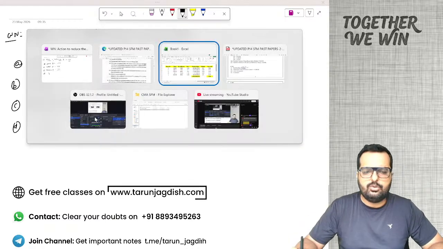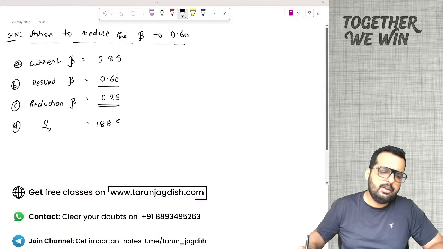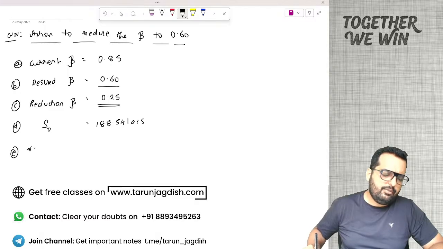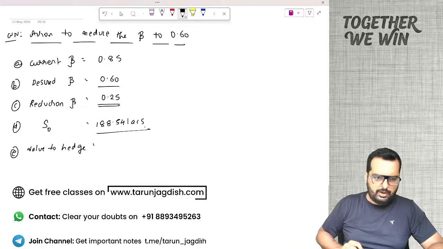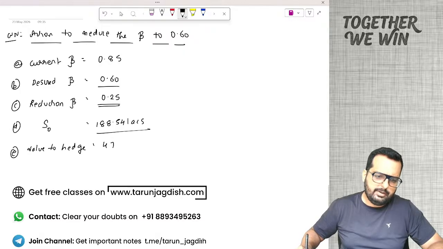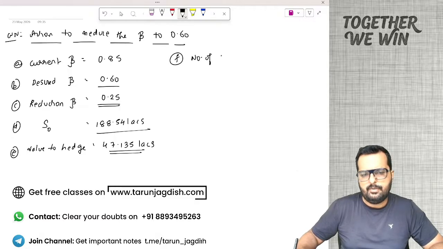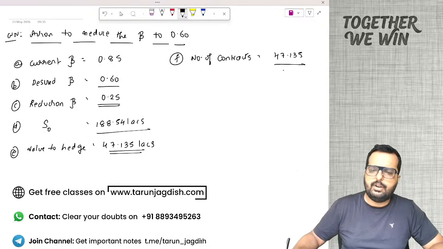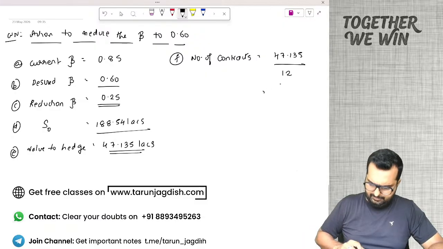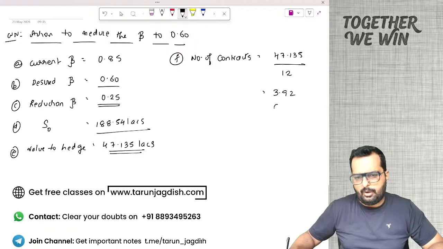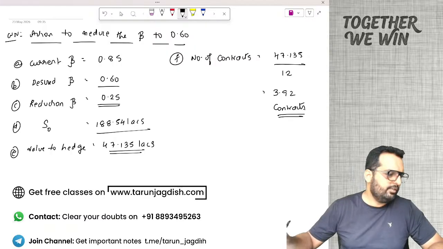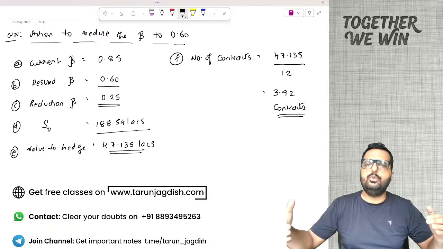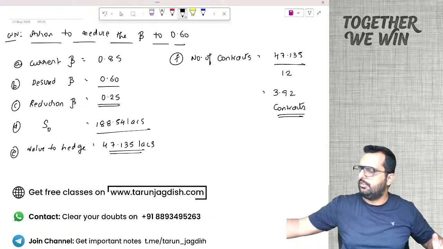Then I will write down S0. So what is the value in the spot market? 188.54 lakhs. Therefore, the value to hedge will be 188.54 into 0.25, that is 47.135 lakhs. Therefore, the number of contracts that we are looking at will be 47.135 lakhs divided by 12 lakh. Do you get the answer as 3.92 contracts over here, friends? Is everybody clear with this part now? So that is how you reduce the overall beta to 0.6.